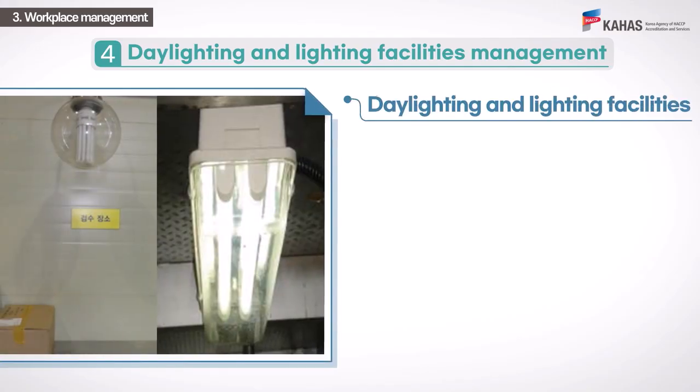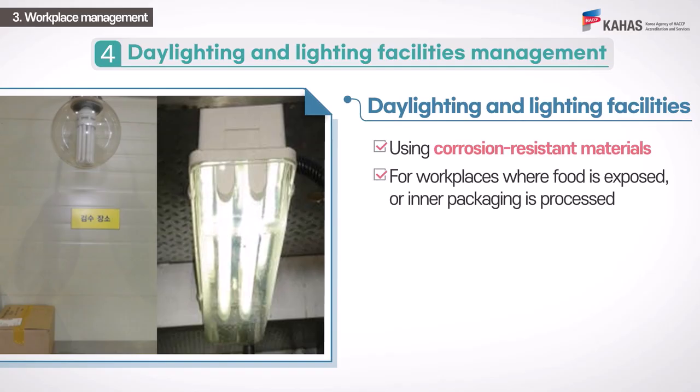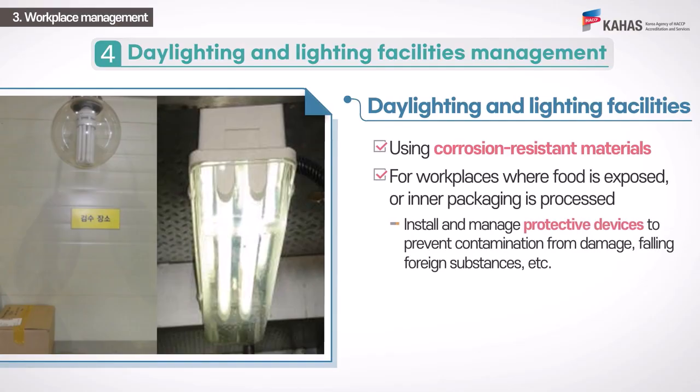Daylighting and lighting facilities should be made of corrosion-resistant materials. The protection devices should be installed and managed at workplaces where food is exposed or packaged to prevent contamination from damage or falling foreign substances.